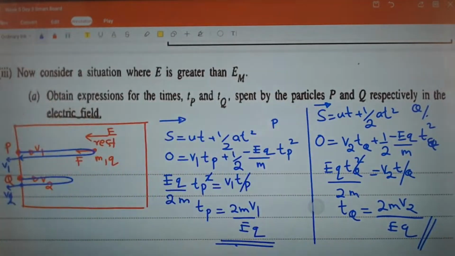So time taken by P and Q inside the field is given. Going and coming back means displacement 0. Right. Moving on.